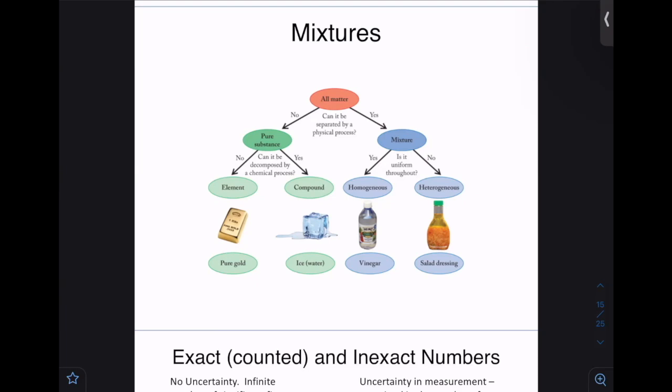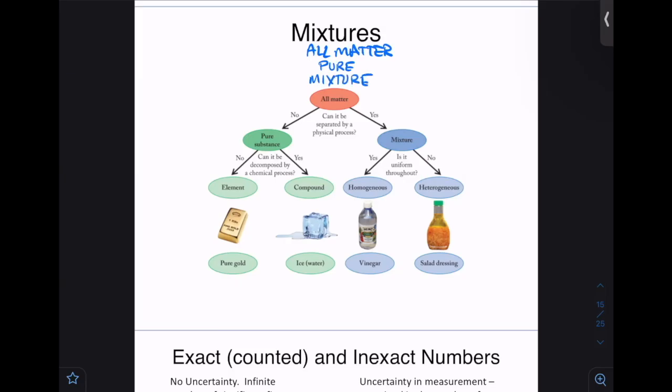And we can classify all matter in a couple of simple ways. We have things that are pure and we have things that are mixtures, right? So it's either one or the other. You're either pure or you're a mixture.